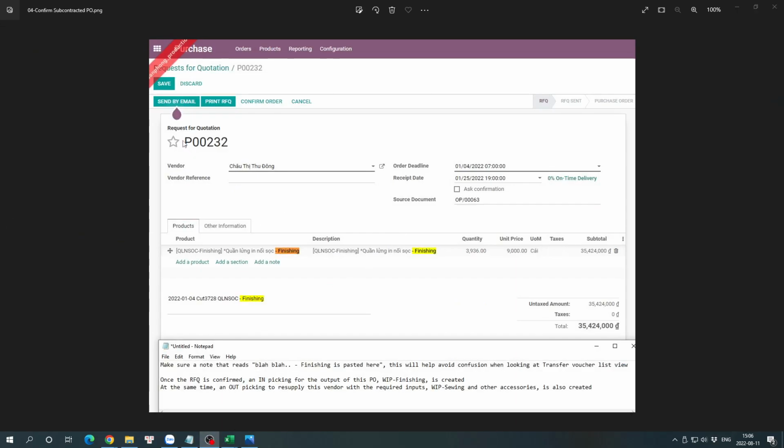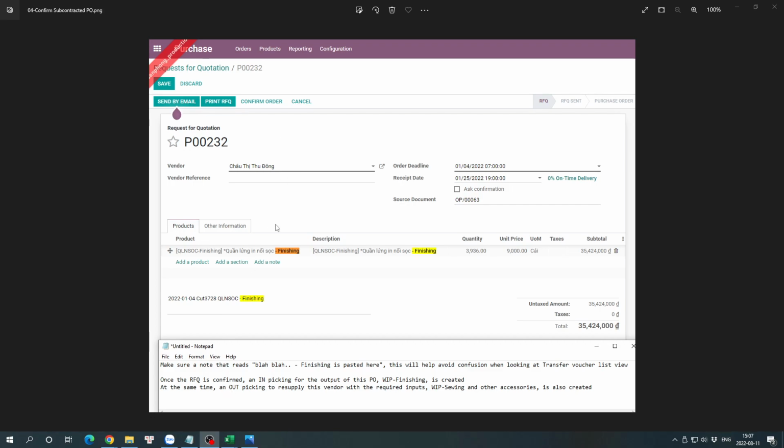If you open the request for quotation, this is what you see. And again, it's very important to have a note like this with the word finishing. I tell you here, later on, the overview of transfer voucher list can look very confusing. So make sure you have your own note writing protocol.